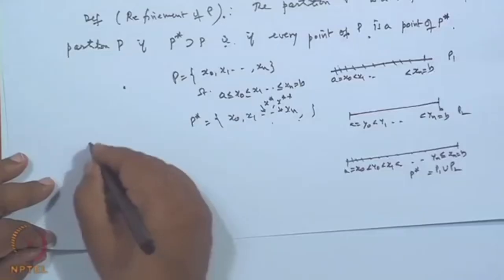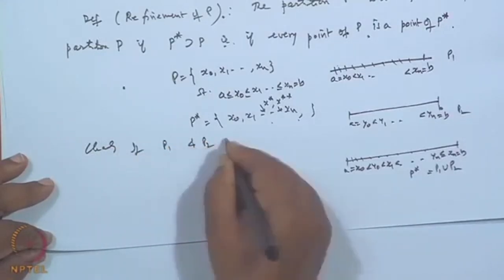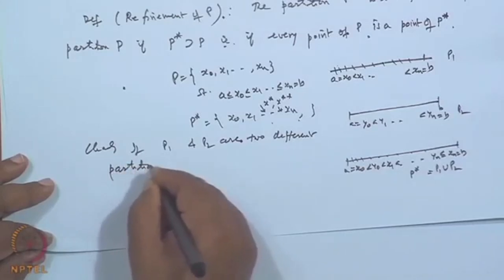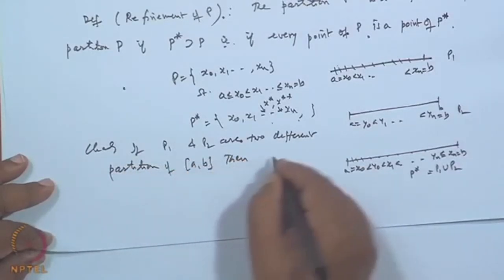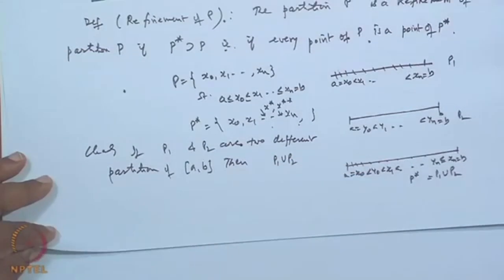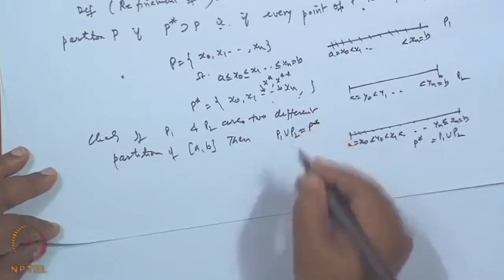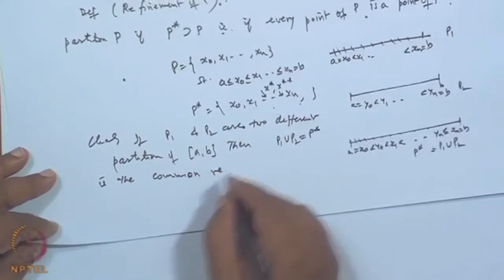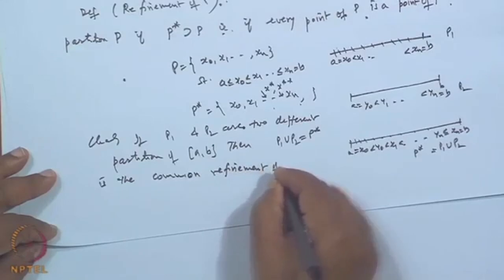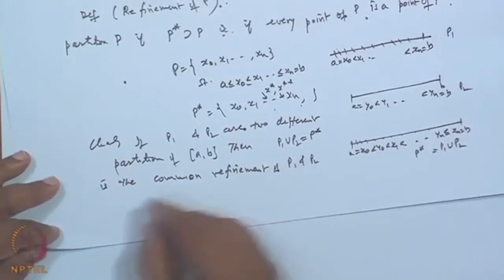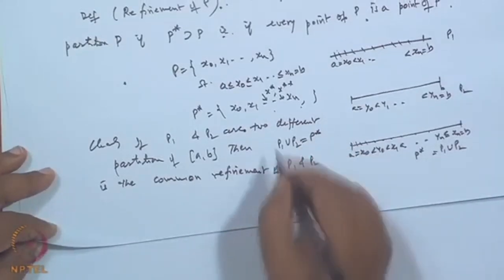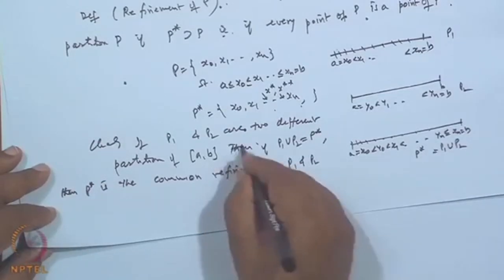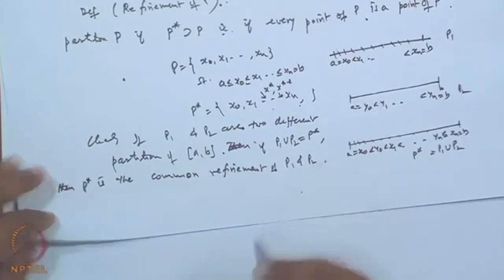Okay. So, this is the concept of the refinement, clear? So clearly, if P 1 and P 2 are two different partitions of the interval a b, then their union P 1 union P 2, say equal to P star, is the common refinement of these P 1 and P 2, provided of course P star is this union of this. And if P star is this, then P star is the common refinement.